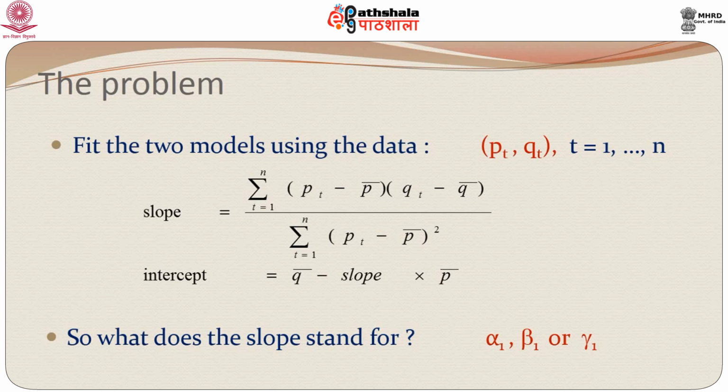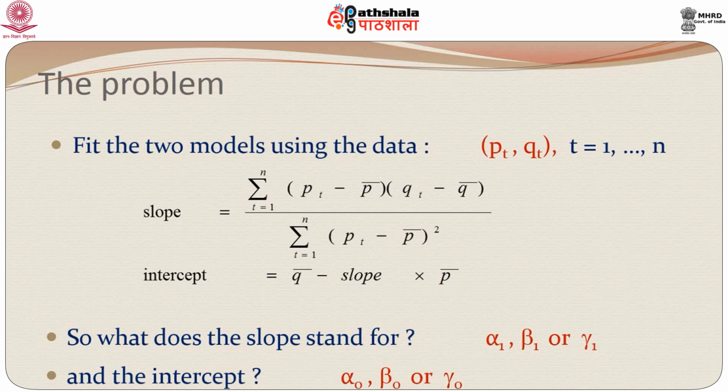You may say that if the slope is positive, then it should be beta 1, but then in some very special cases, the demand also increases as the price increases. So, it can also stand for alpha 1 if you have a positive value of the slope. So, we are not sure as to what this Pt Qt data leads us to, the demand function, the supply function or the convex combination, and the same with the intercept. We do not know what the intercept stands for. Does it stand for alpha naught, does it stand for beta naught, or does it stand for gamma naught? So, we have a problem here and this is referred to as a problem of identification. We do not know as to what the estimate stands for.